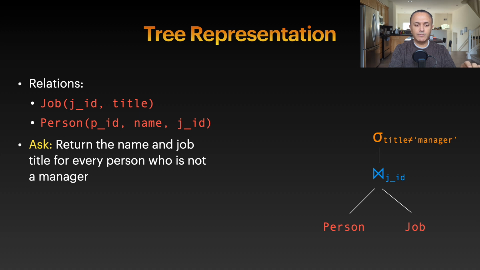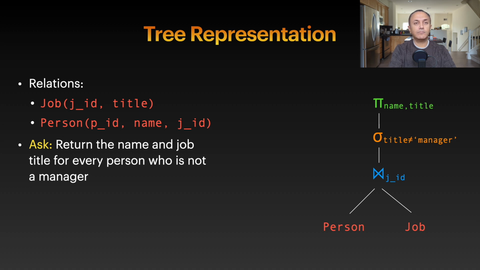So are we done? Let's look at the query again. We want to return the name and the job. Currently, this will return all the attributes, right? So we want to specify which attributes we want. So this is a projection. So I will add a projection that says return the name and the title attributes. And this will be our expression.